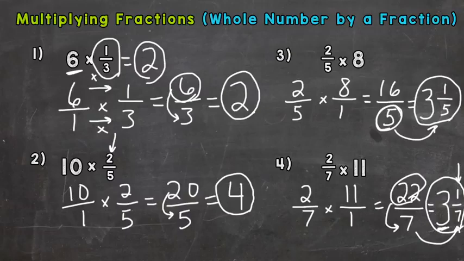So there you have it, multiplying fractions, a whole number by a fraction. Just remember, you put your whole number over 1, and then you have a numerator and a denominator, and you can multiply straight across.